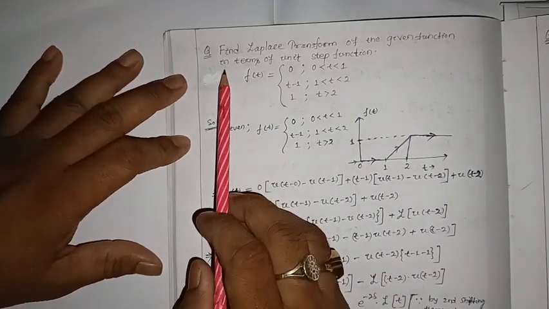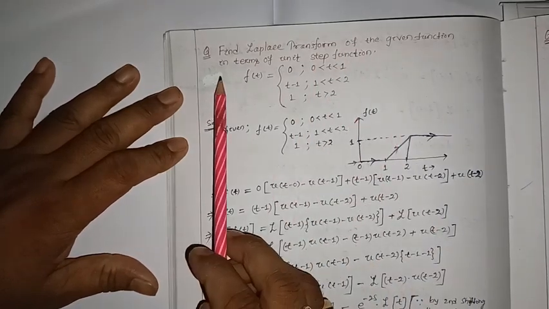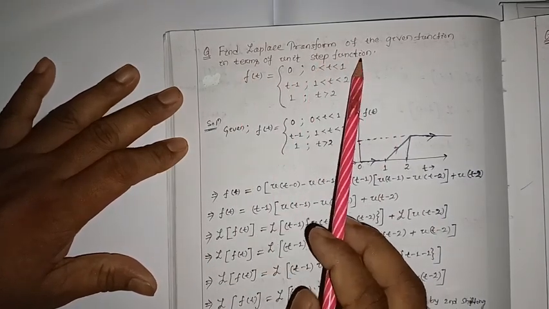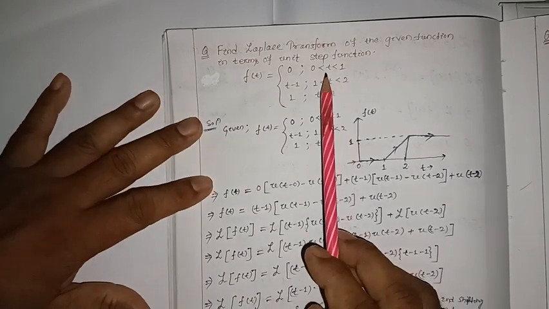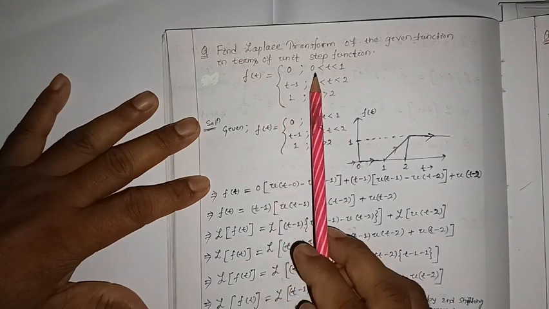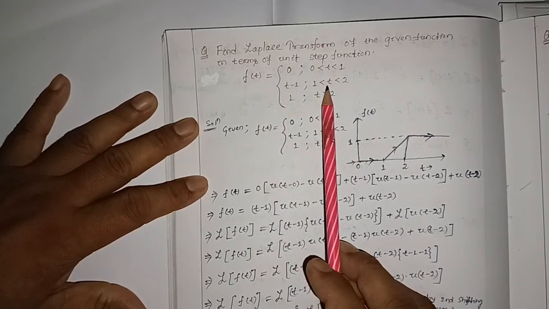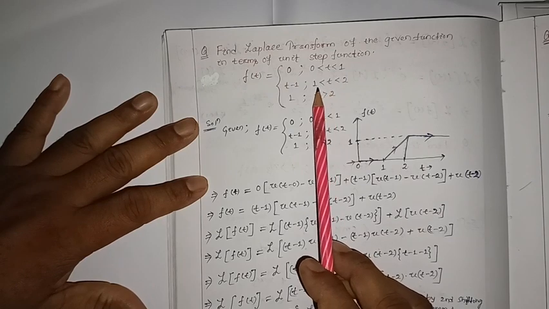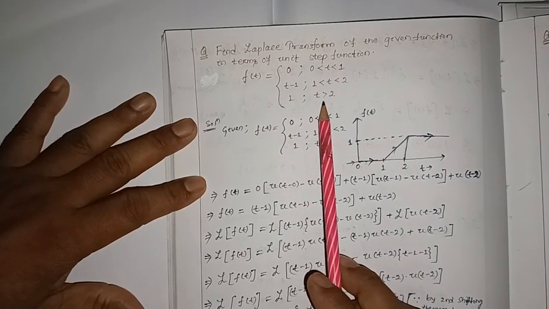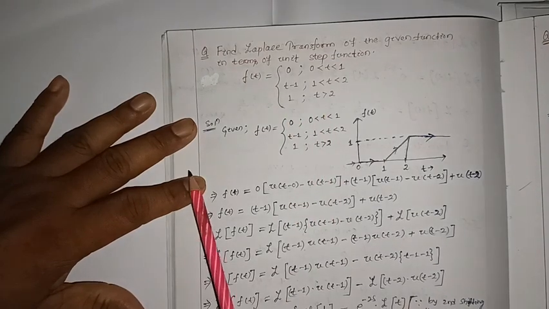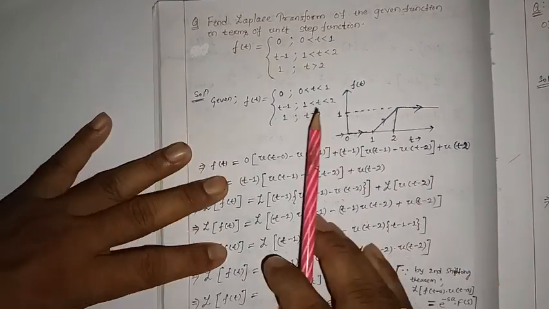This is the question: find the Laplace transform of the given function in terms of the unit step function. The given function is f(t) equal to 0 when t is between 0 and 1, t minus 1 when t is between 1 and 2, and f(t) will be equal to 1 when t is greater than 2. So this is the figure of the given function here.